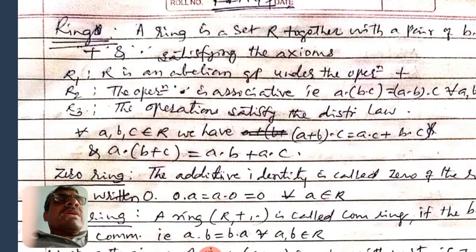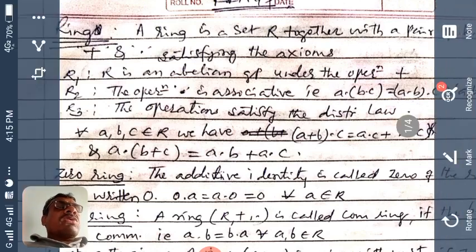A ring is a set R together with a pair of binary operations, addition and multiplication, satisfying the following axioms. The first axiom is R is an abelian group under the operation addition. Second axiom, the operation dot is associative, that is A dot (B dot C) is (A dot B) dot C. The third axiom, the operations satisfy the distributive laws.